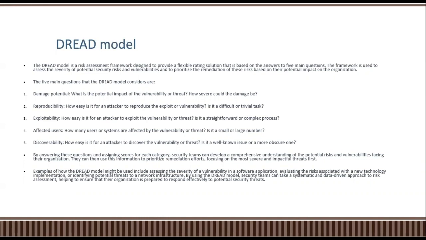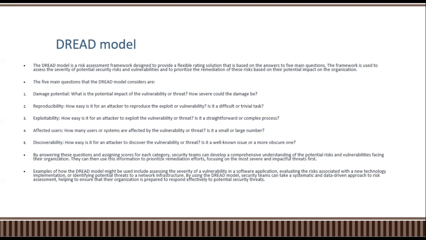The five main questions that the DREAD model considers are: first, damage potential. What is the potential impact of a vulnerability or threat? How severe can the damage be? Second, reproducibility. How easy is it for an attacker to reproduce the exploit or vulnerability? Is it a difficult or trivial task?